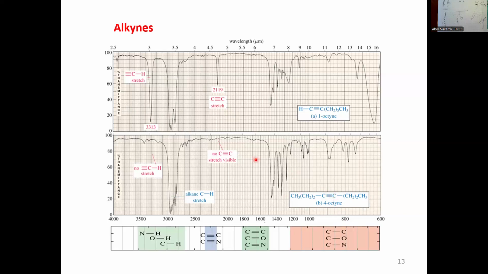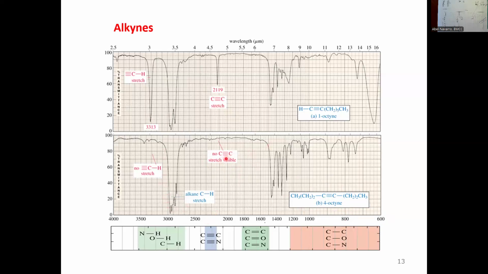So you guys don't see this guy, because no stretch is visible, because the bond is inactive. It's not polar. The triple bond is there, but that triple bond is symmetrical. Therefore, the polarities cancel out, so it will be IR inactive. Then the question is, why?